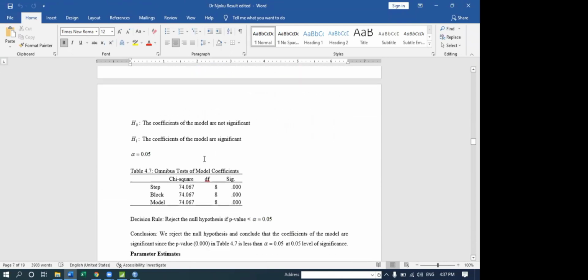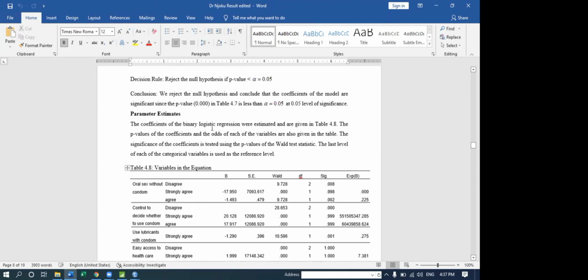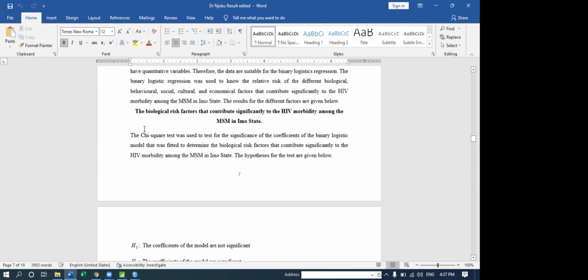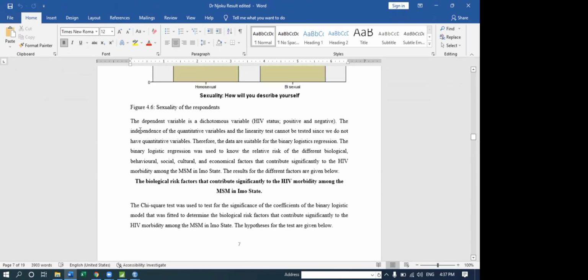Okay, no, this is for chi-square. Yeah, this is for binary logistics. So look at it. The dependent variable is a dichotomous variable. We have two levels. That's why I'm using binary logistics.